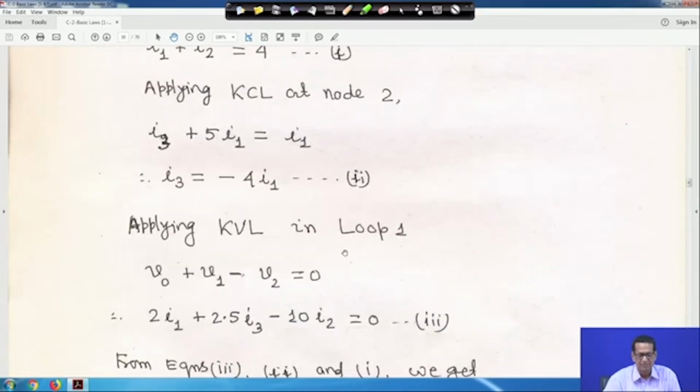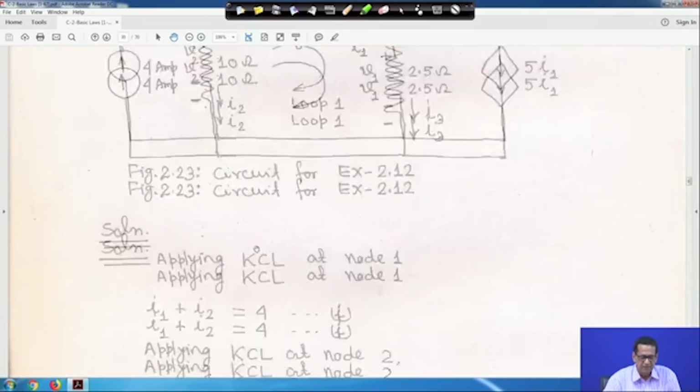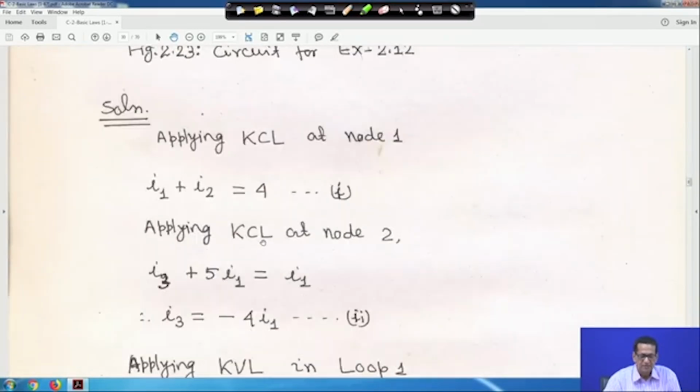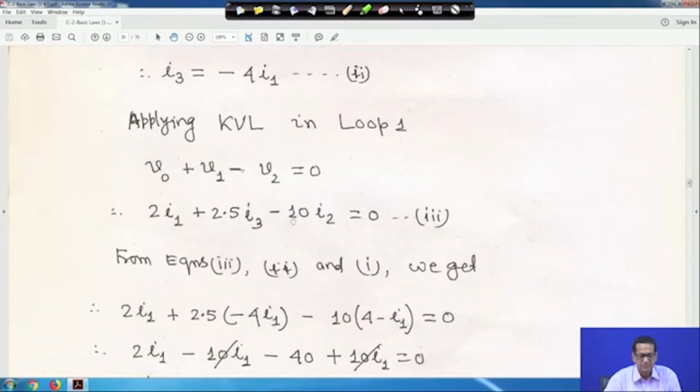This is equation 2. Now, apply KVL in loop 1. If you apply KVL in this loop, the way I am writing here, I am writing from V0. Encountering the plus terminal first, plus V0, then moving clockwise, encountering the plus terminal first, plus V1, and here it is encountering minus, this is minus sign, clockwise we are moving. So minus V2 is equal to 0. So it is V0 plus V1 minus V2 is equal to 0.